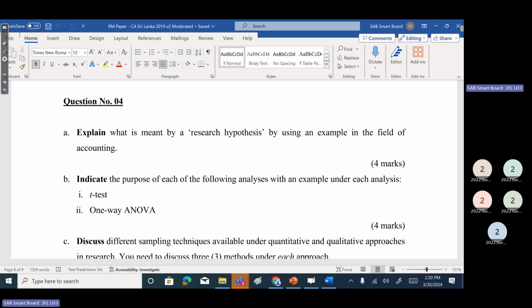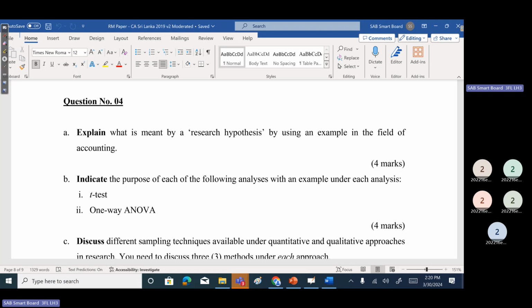What's a hypothesis? Well, a testable statement. For example, suppose: the board of directors has a positive impact on CSR social sustainability disclosure.